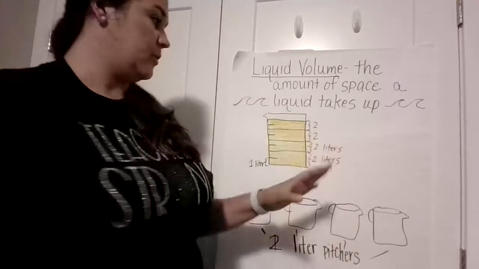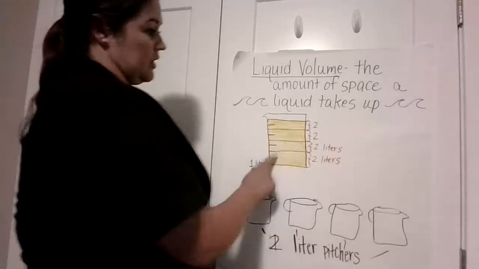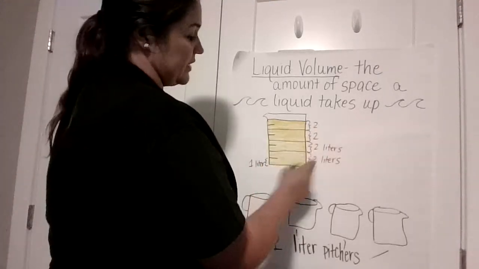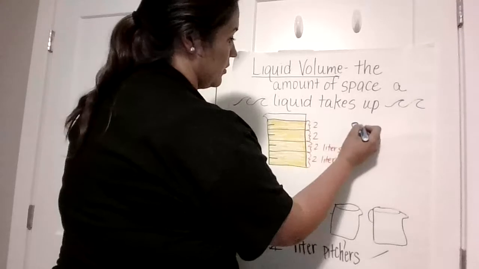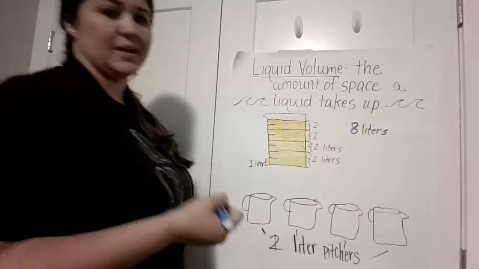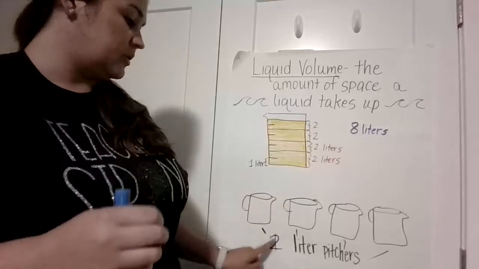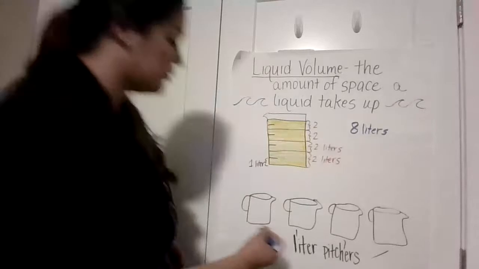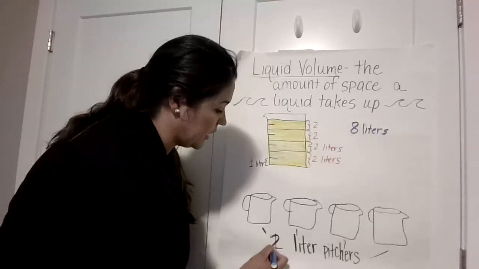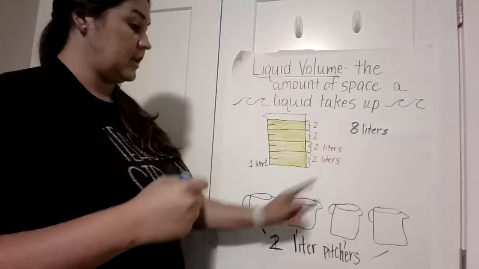Now, the picture in the book looks like this. So we know that Maria has a pitcher, and it has 2, 4, 6, 8 liters of lemonade in it. And she wants to divide these into pitchers. And each pitcher holds 2 liters of lemonade or liquid, okay? So 2 liters of liquid in each.